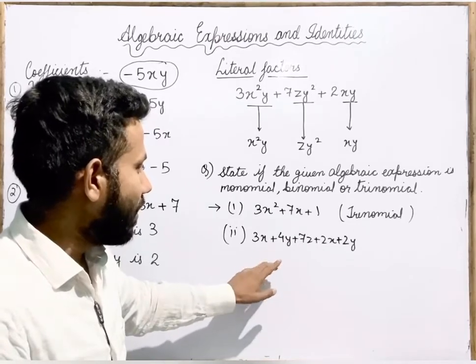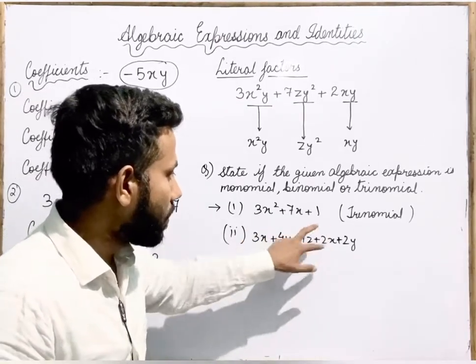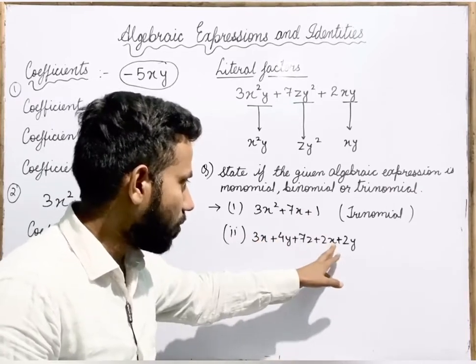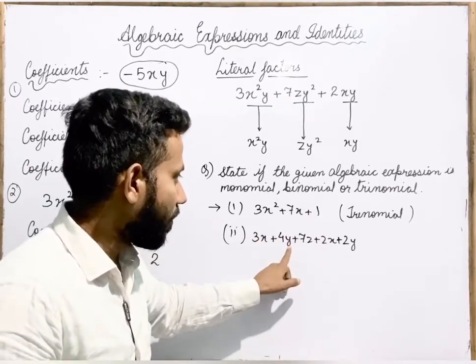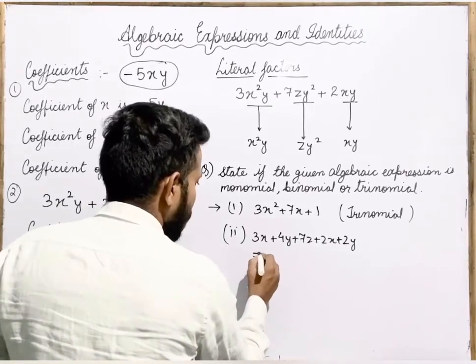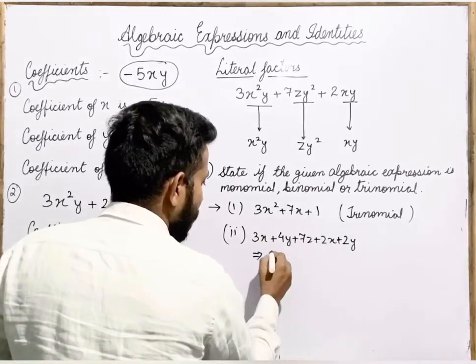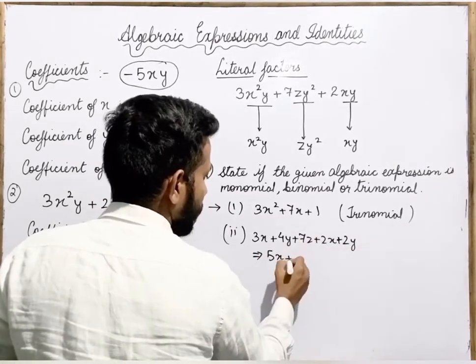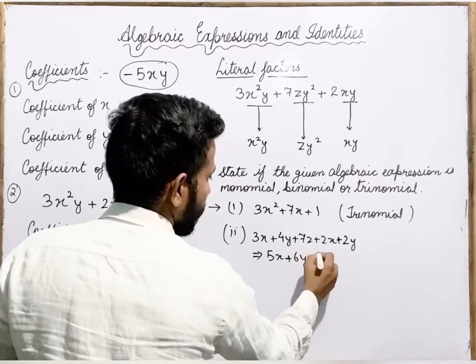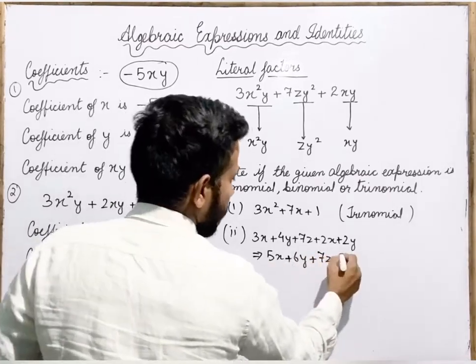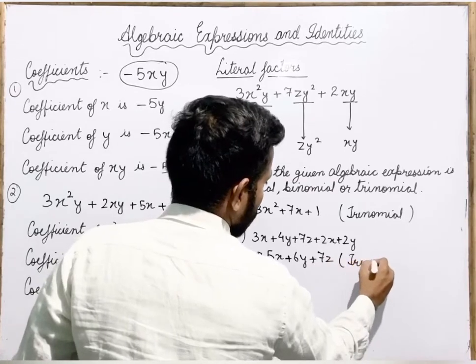But when you see that 2 terms are having same literal factor, like this is having x, this is also having only x, this is having y, this is also having only y. So first of all we will simplify it. So 3x plus 2x becomes 5x. 4y plus 2y becomes 6y plus 7z as it is. So how many terms has it finally come to? 3. This is a trinomial.